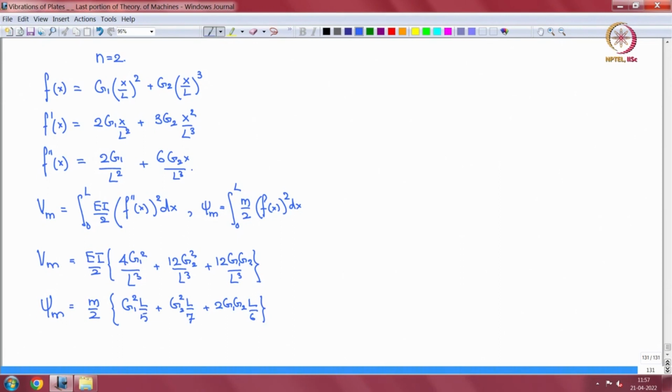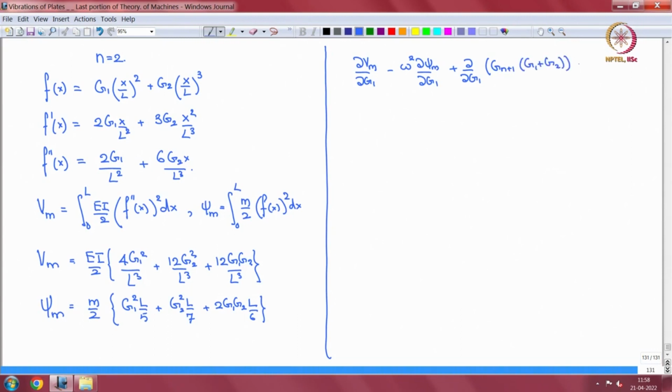Now, the minimization equation. The minimization equation is del Vm by del G1 minus omega square del psi m by del G1 plus del G1 of the constraint equation G3 into n plus 1 f of L. Okay, what is f of L? G1 plus G2 equal to 0.